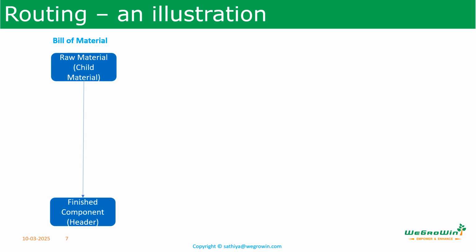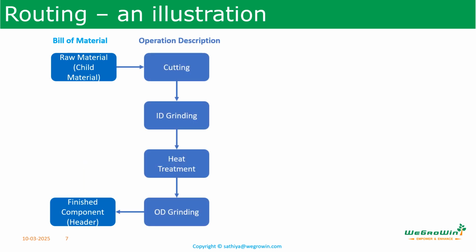This raw material has to go through various operations. What are all the various operations? For example, cutting. We have to take a rod, then we have to cut them into small pieces, and then we have to do some inner grinding, that is ID grinding, and then it has to be done with heat treatment, and then there is outer grinding. Finally, we are getting the finished component.